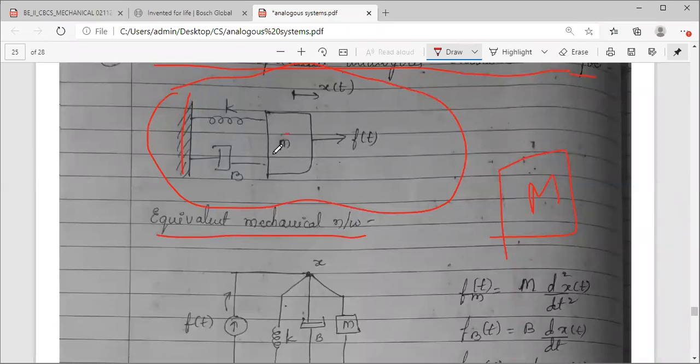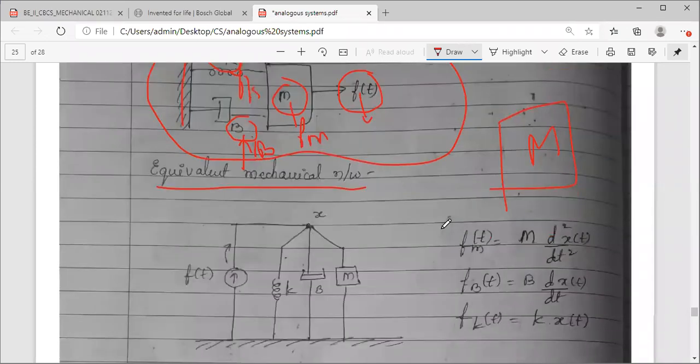So how many elements are there? There is a mass, there is a spring, there is a damper element. So 3 elements. There is only one displacement, okay, and a force applied. So according to Newton's law of motion, the force applied on a body is equal to the sum of the opposing forces. How many opposing forces will we get? We will get Fm, we will get Fb, right? And we will get Fk. 3 opposing forces we will get.